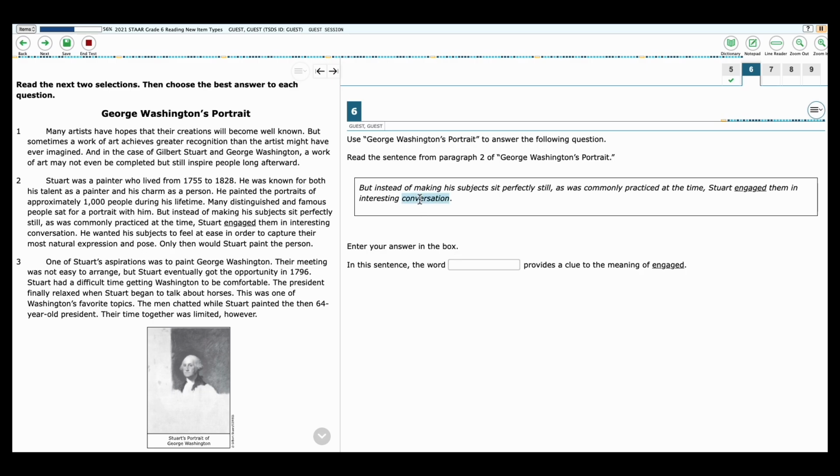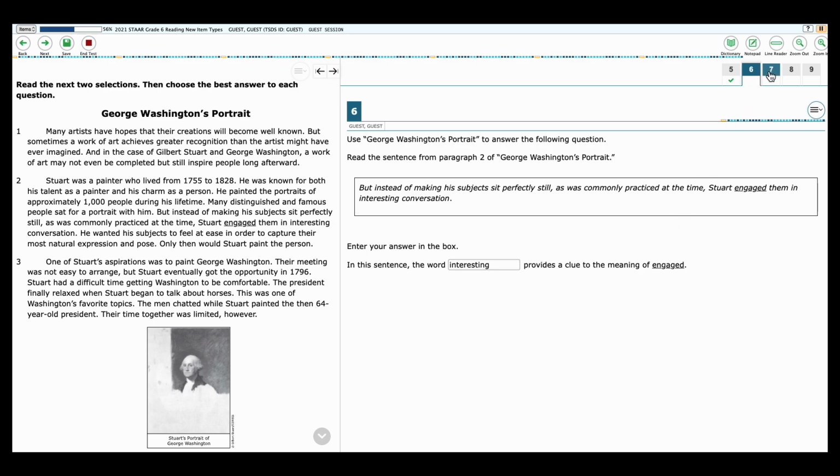They could talk about conversation. So that could be one answer that could be pasted in. Or, so conversation is one, and also interesting. So students could enter either of those and be correct. And this question is worth 1 point. And here, this is a context clue question where they're having to find the word that helps them understand engage. So I'm going to just type in interesting.